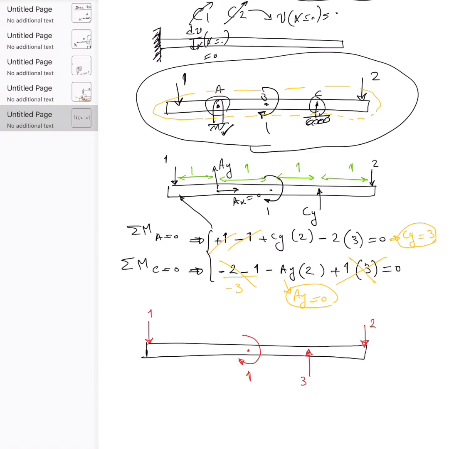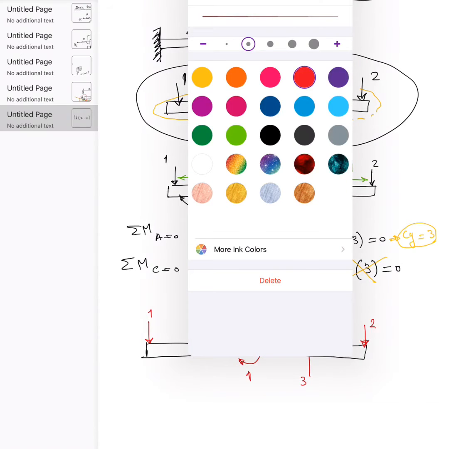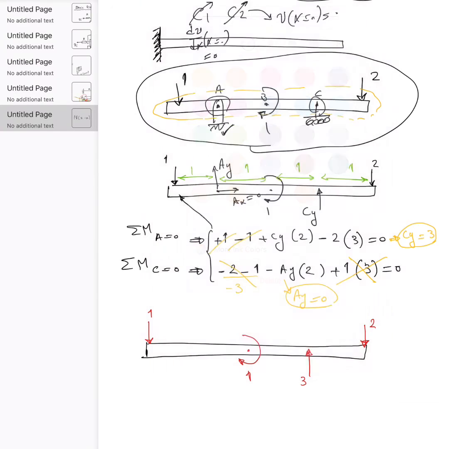So the next step is to find the moment relation, or the moment diagram. Why? Because I want to replace it in this equation: the second derivative of deflection is equal to M over EI. So for this to be integrated, I need to have M(x). That's the reason I need to find the moment relation.